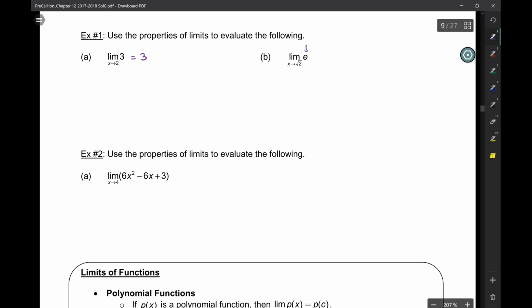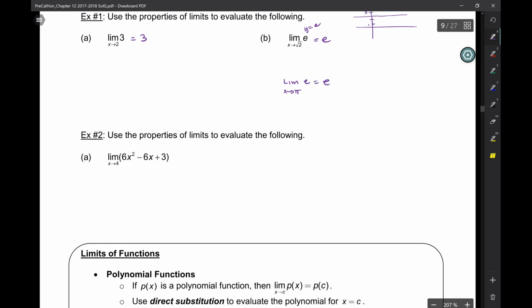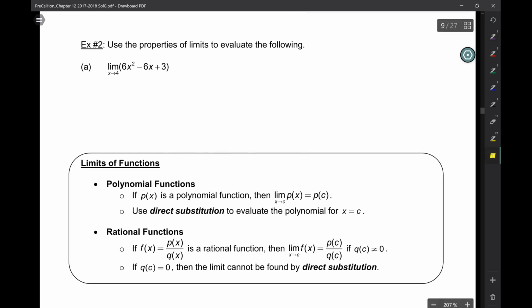The limit of e as x approaches radical 2. So the function here is y equals e. Okay? What is the limit of that as x approaches root 2? It's just e. Because you know what? What does y equals e look like? Well, here is 1, here is 2, here is 3. This is 2.7. That's what y equals e looks like. So it's just e. Same thing if I said, for example, the limit as x approaches pi of e. Still e, right?